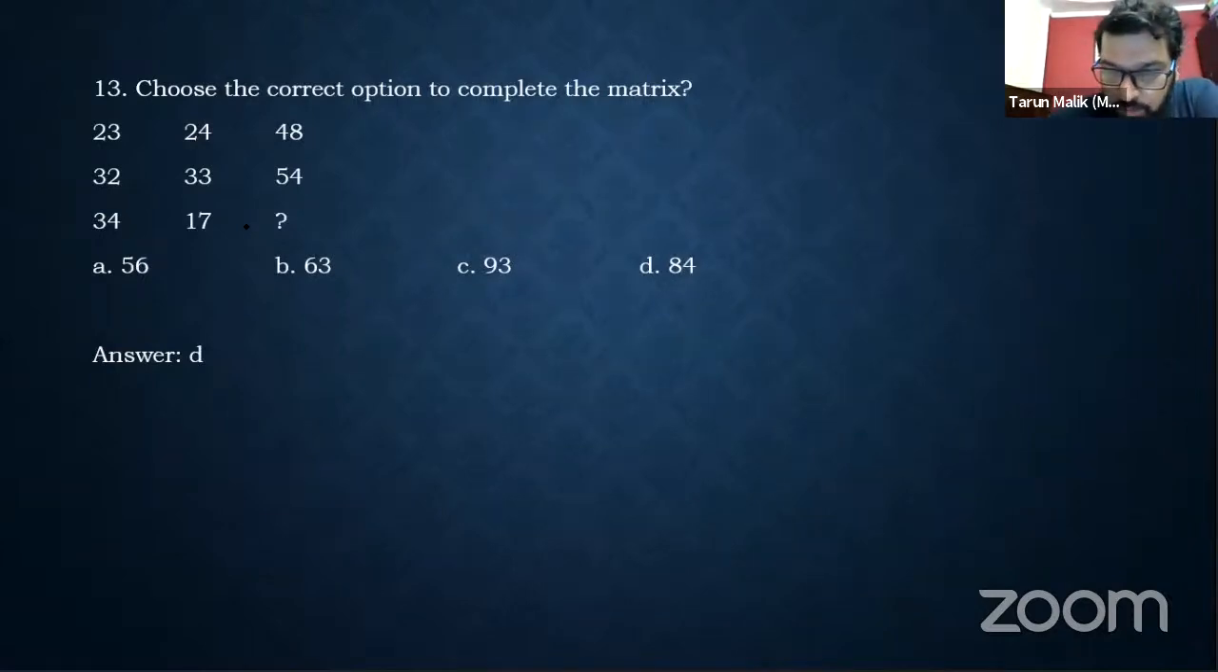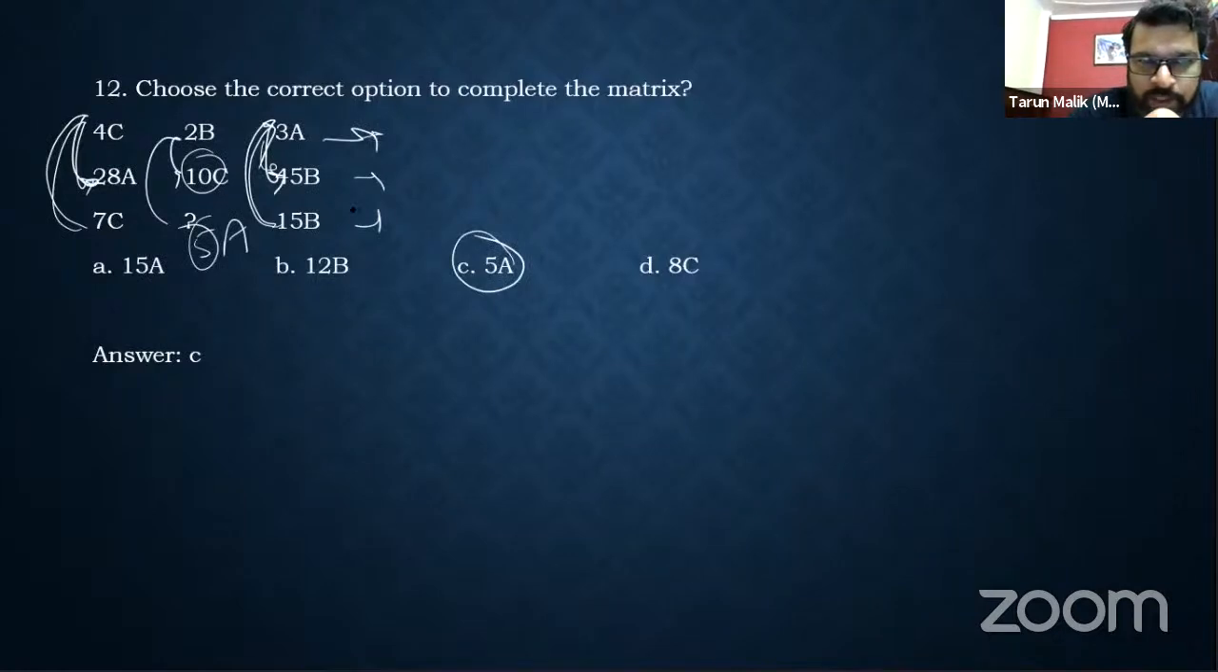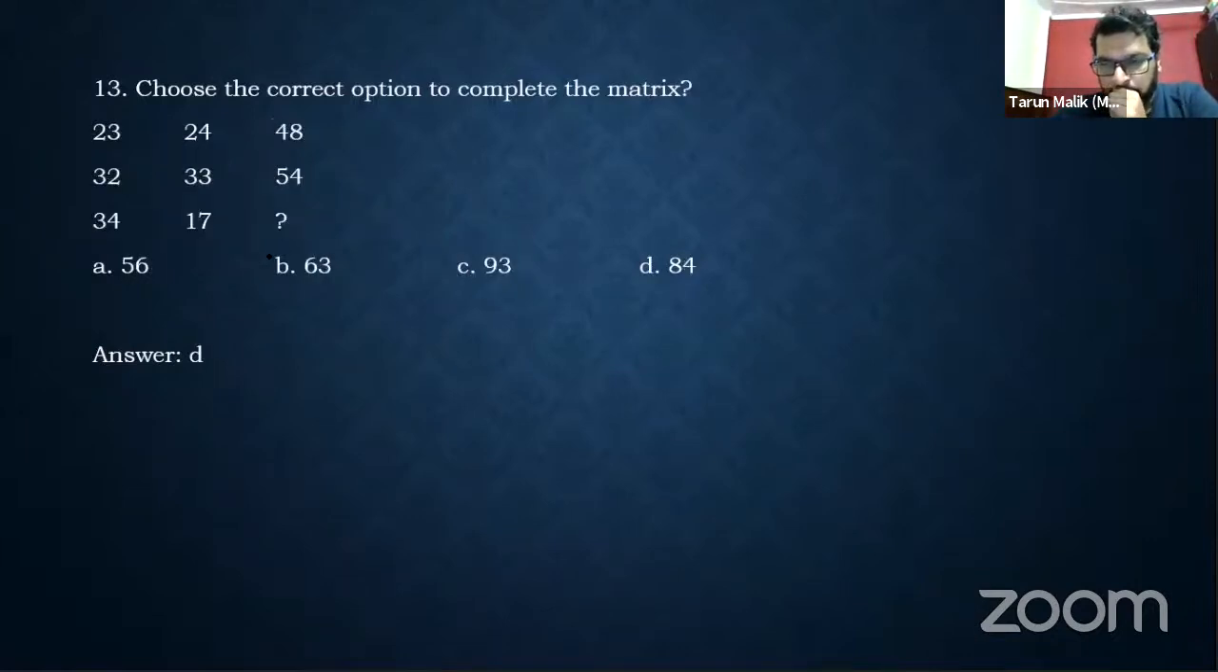Could you repeat? Okay, just hold on. Simply, 7 into 4 is 28. 15 into 3 is 45. So 5 into 2 is 10. And all the rows have A as well as B as well as C. So B and C are there, so A is rolled up, missing. Yeah. Utsav got it correct. Good. So can anybody tell me the logic of this question?